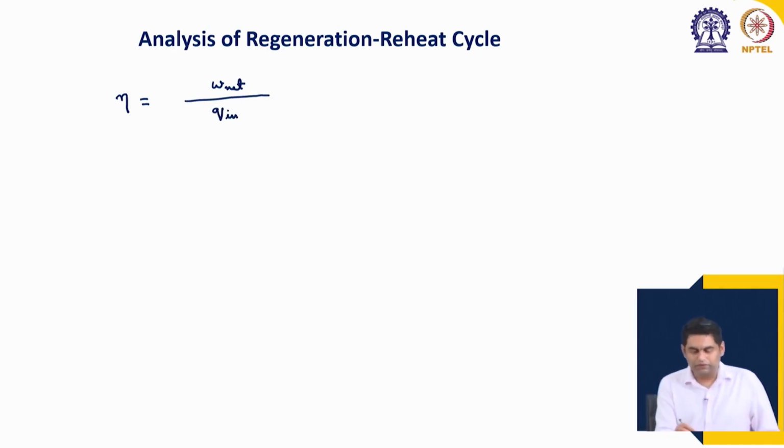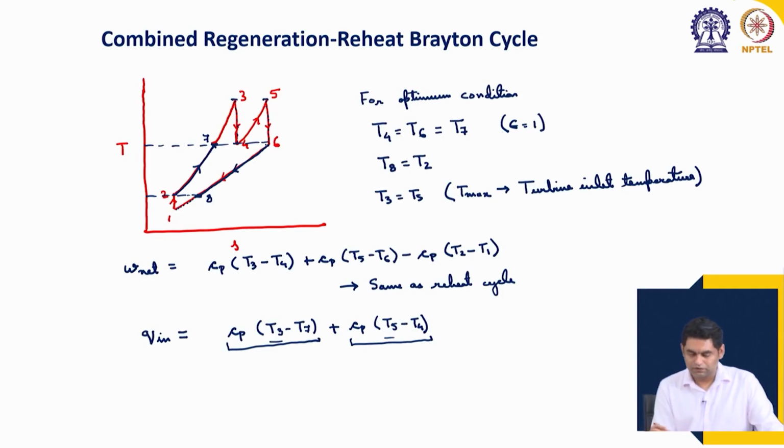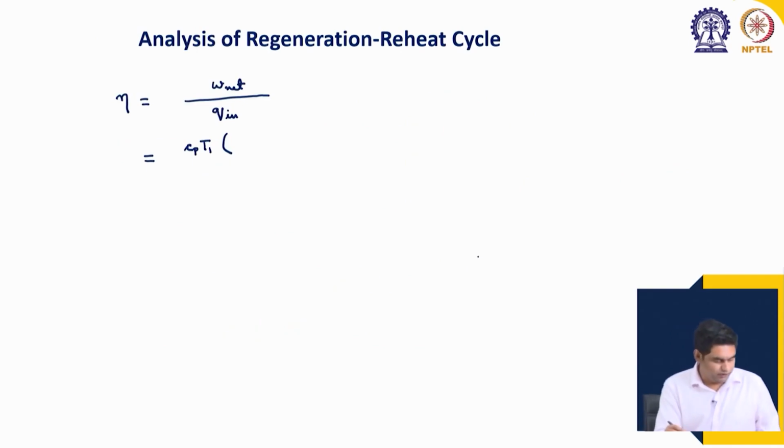So, what is the W net value? We have already seen that it is equal to. So, we will write in a slightly modified form where we take out T1, so that we have T3 by T1 minus T4 by T1, similarly plus T5 by T1 minus T6 by T1, minus T2 by T1 plus 1.